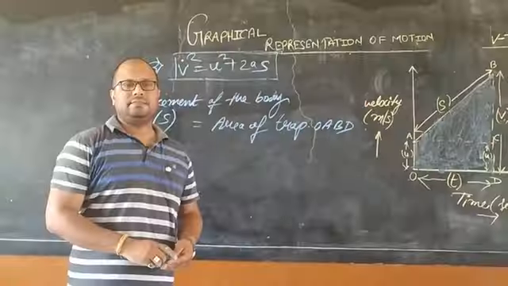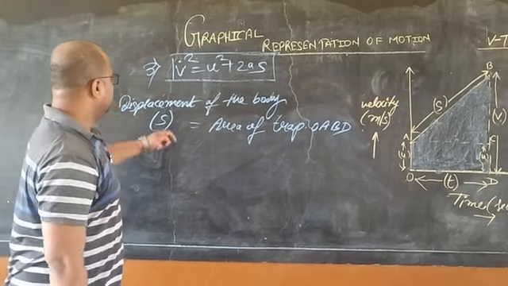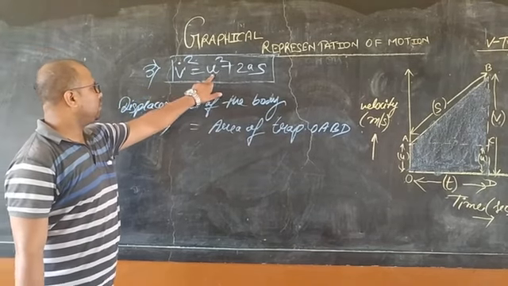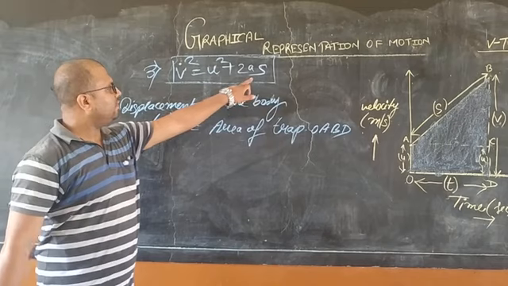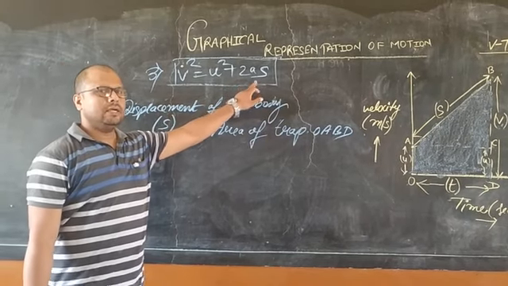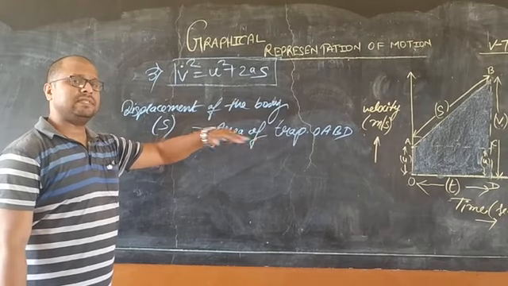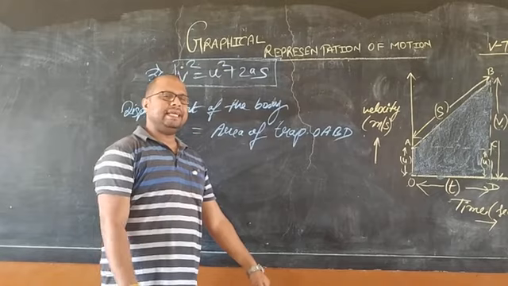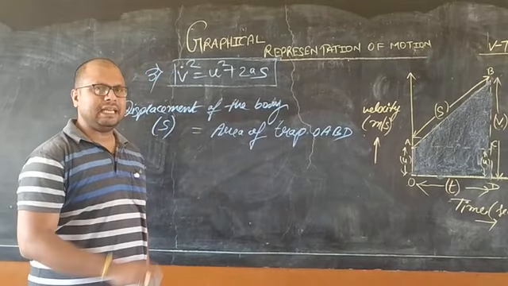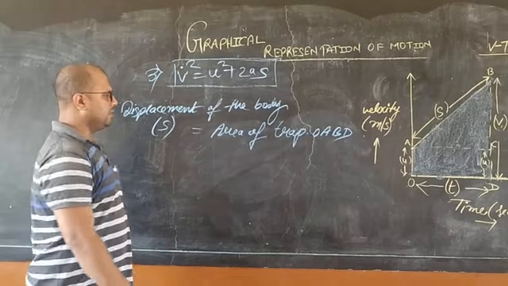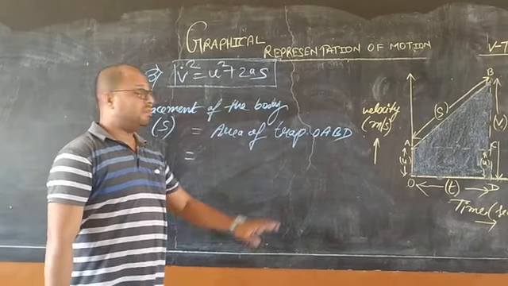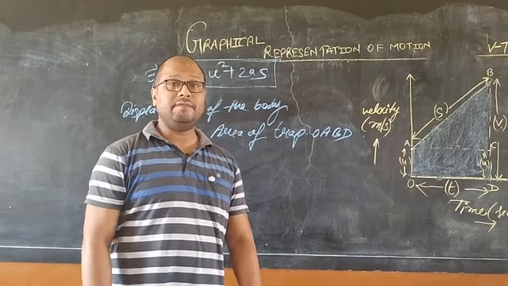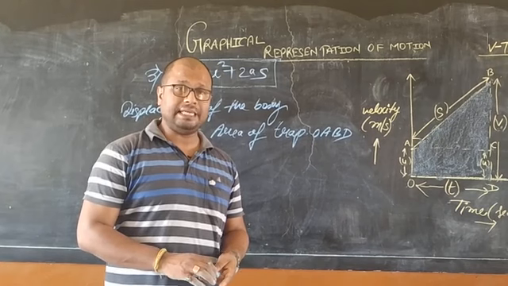Now we go for the third equation of motion. Now, students, the last equation of motion with which this chapter will end. V square is equal to U square plus 2S. Again we are having S here, displacement of the body. So again we will start from displacement of the body as we started from the second equation of motion. Area of the trapezium, because as I told you, the VT graph, whatever figure will be obtained, that figure's area we will find, and that will be the displacement of the body. But students, we will find the area of the trapezium in a different way. What is the formula for finding the area of the trapezium? Half into sum of parallel sides into height.